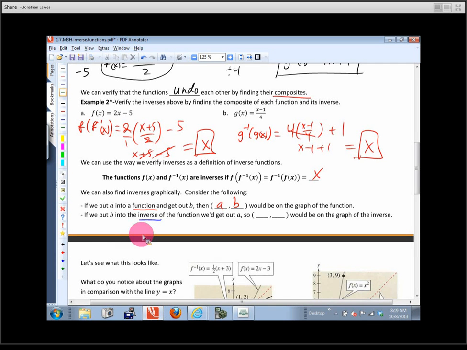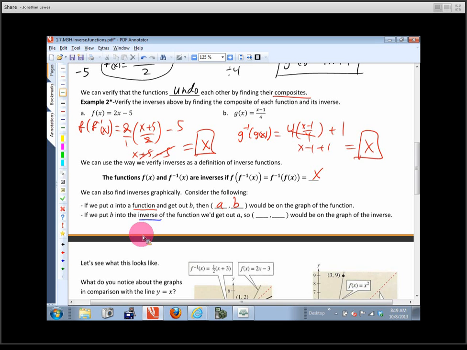Don't say anything out loud. If in the original function I put in a and get out a b, and then with the inverse I put in b, what should I get? Think about that for just a second. Raise your hand if you know. Raise it up high. Okay, about a third of the class, not too bad.